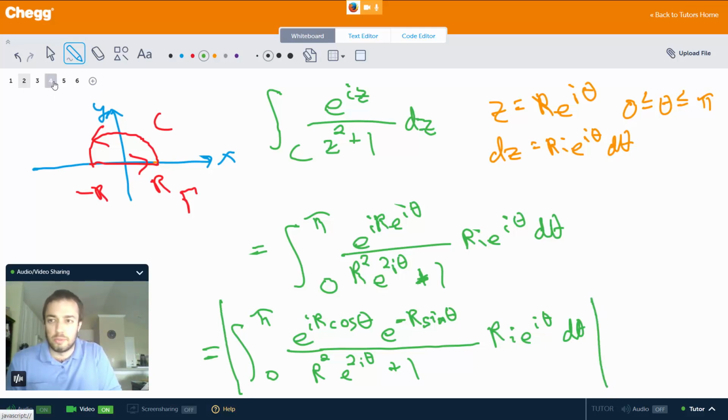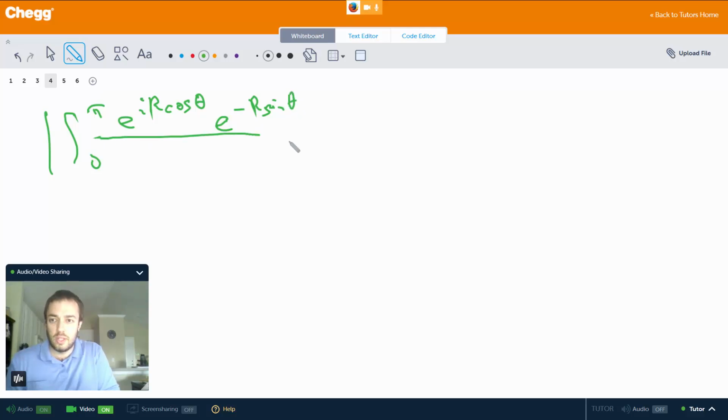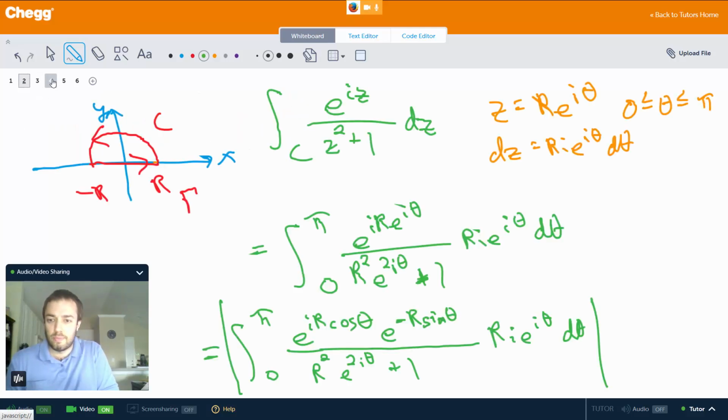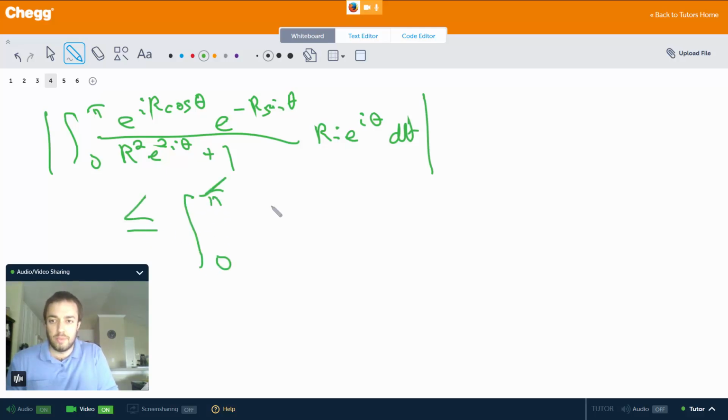Then actually I'm going to have to move to page 4 here. So we want to look at the absolute value of the integral from 0 to pi of e to the i r cosine of theta, e to the minus r sine of theta, over r squared e to the 2i theta plus 1 times r i e to the i theta d theta. Now the absolute value of that is actually less than or equal to the integral of the absolute value.